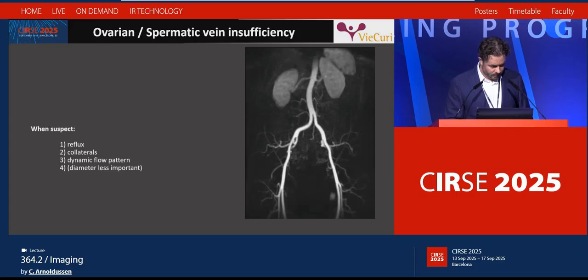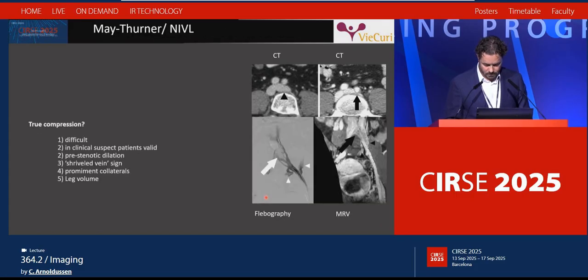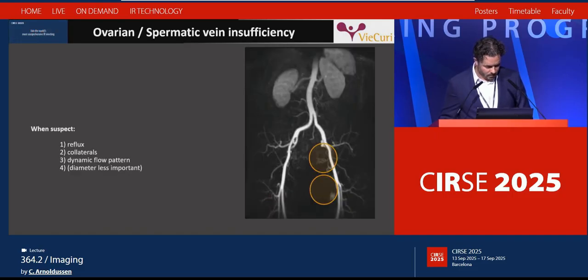Turn off the laser pointer. Not work? No.